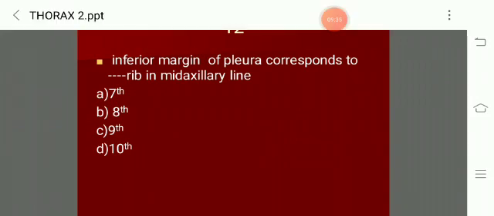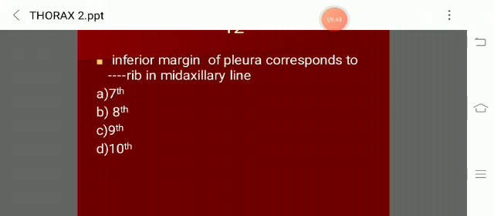Next question. The inferior margin of pleura corresponds to dash rib in mid-axillary line. What is the answer? Answer is 10th. So when you are thinking about the inferior border of pleura, you remember it has 3 numbers. It is 8, 10, 12. What is this 8, 10, 12? This inferior border of pleura is corresponding to 8th rib in mid-clavicular line, 10th rib in mid-axillary line and 12th rib in scapular line. That is the inferior margin of pleura.